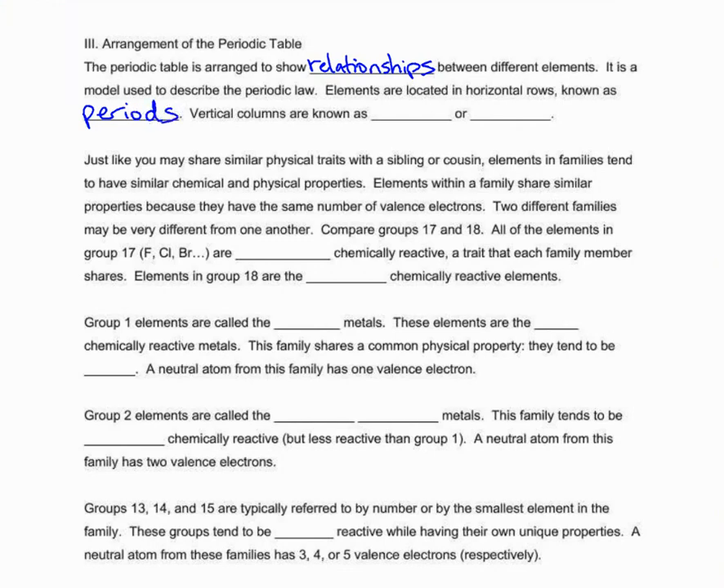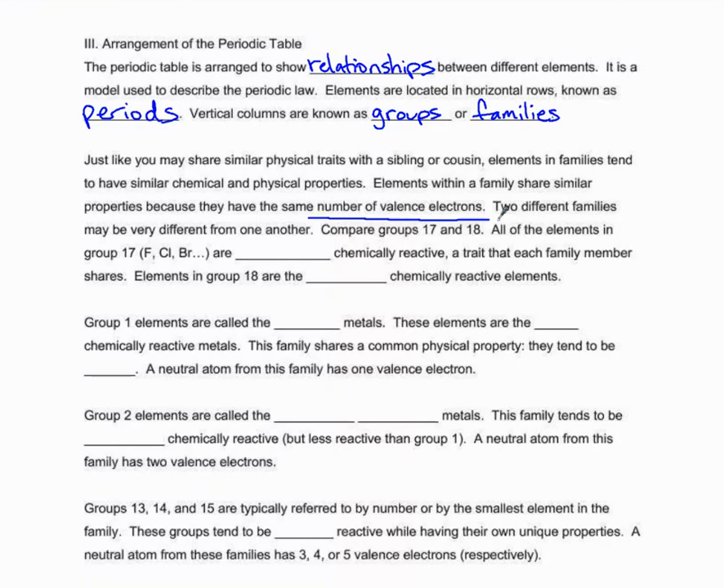Remember periodic law, we see repeating properties periodically or at regularly occurring intervals. Vertical columns can be known as groups or families. So just like you may share similar physical traits with your siblings or your cousins, elements in families tend to have similar chemical and physical properties. Elements within a family share similar chemical properties because they have the same number of valence electrons. This is important.